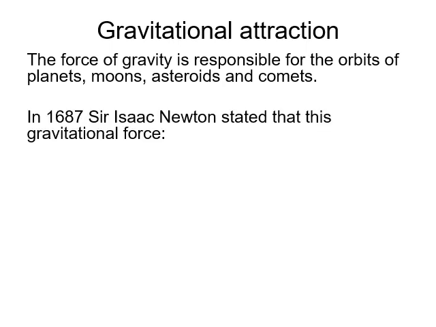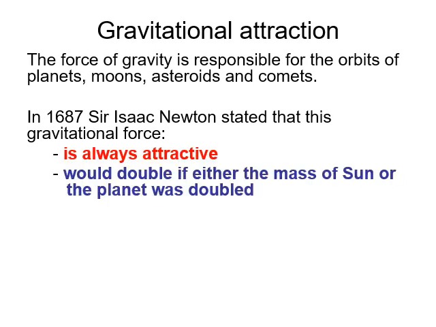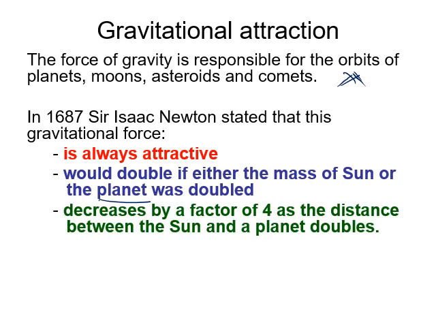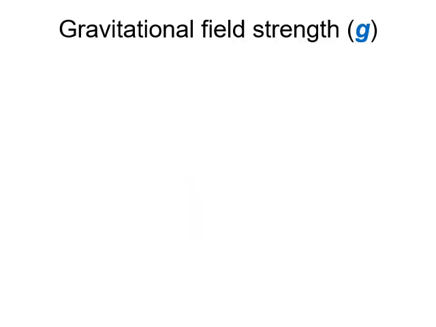So in 1687, Sir Isaac Newton stated the gravitational force is always attractive, would double if either the mass of the Sun or the planet was doubled, or the object basically, so replace planet with the celestial body up here. Okay, so depending on the mass of the asteroid, comet, or moon, and decreases by a factor of 4 as the distance between the Sun and the celestial body doubles.